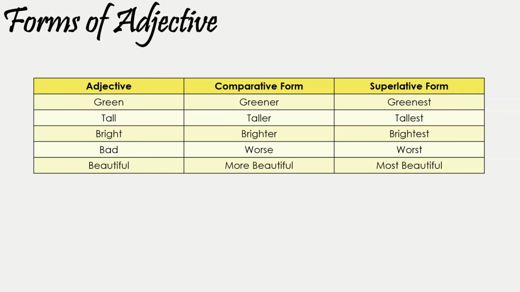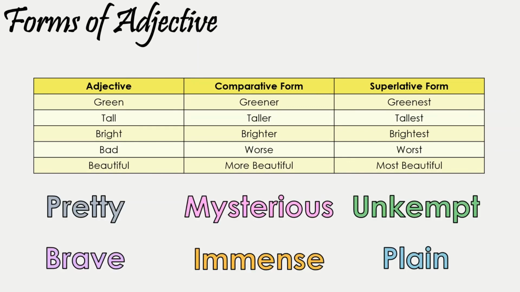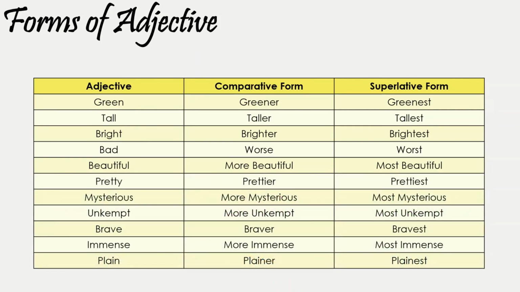Now this isn't as simple as adding er and est to the adjectives. Words like beautifuler and beautifulest aren't real words, so we say more beautiful and most beautiful instead. And words such as bad change their form entirely. Pause the video and see if you can work out the comparative and superlative forms of the adjectives below. And the answers are here.